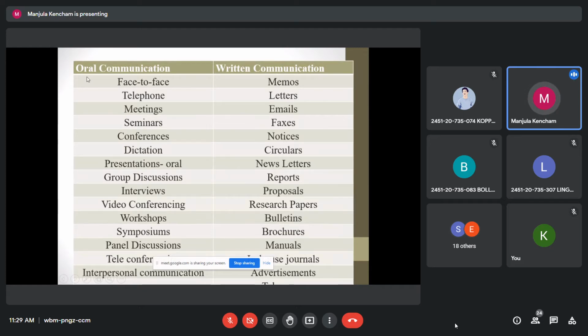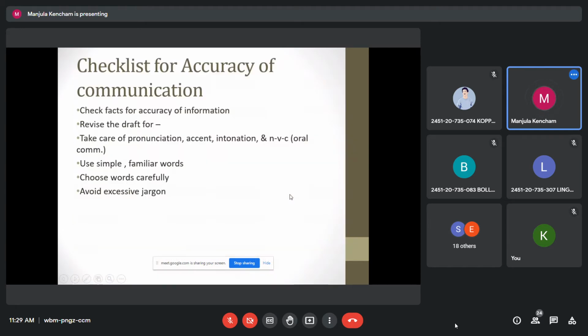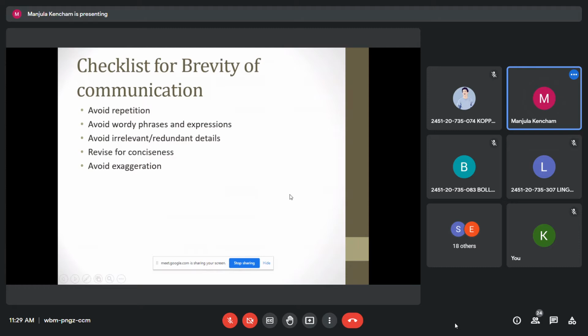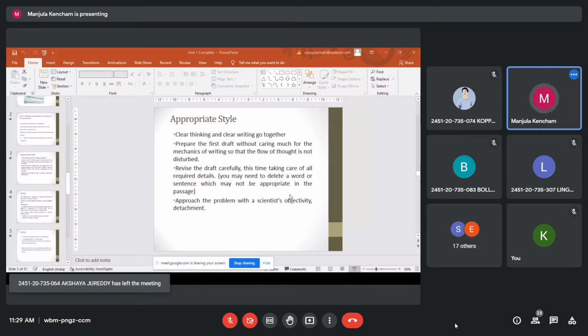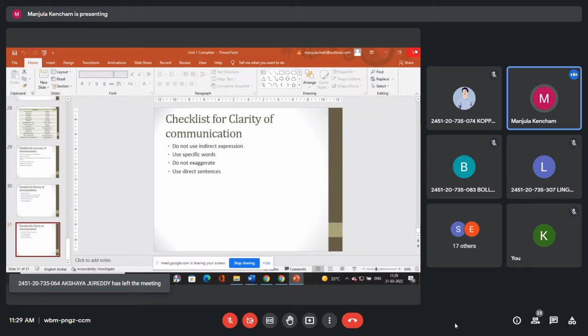These are the different forms of oral communication. These are the different forms of written communication, right? Done. This is related to unit 1.